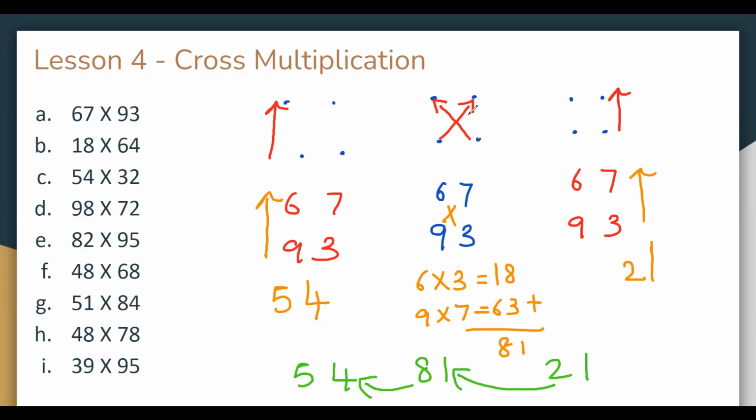So what do we get? We are going to get 1. 2 plus 1 is 3. 8 plus 4 is 12. So 2 and 6. So this is your answer. This is how we solve it. And this is your answer. I will show you one more example so that you can understand better.